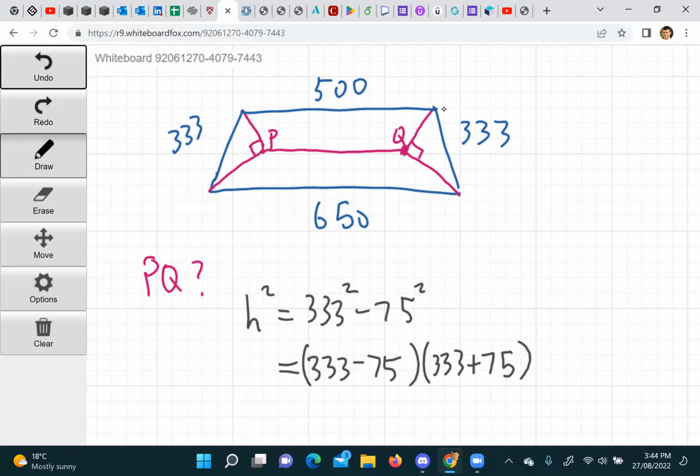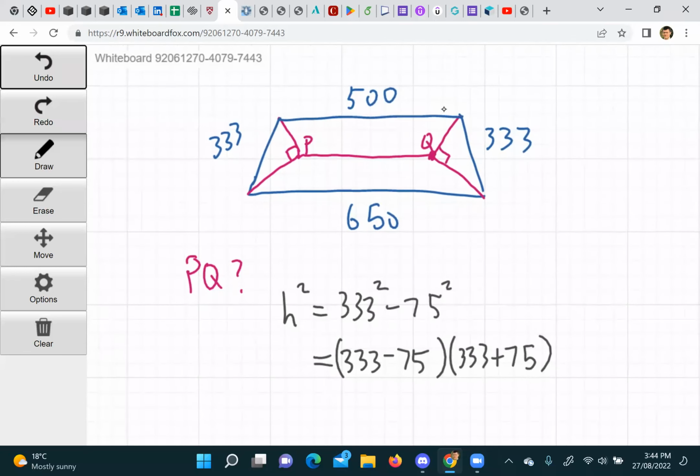The area. Oh, because you can get to the area. Okay, let's look at your area approach. How do you do this? I don't know. Area of the whole thing?